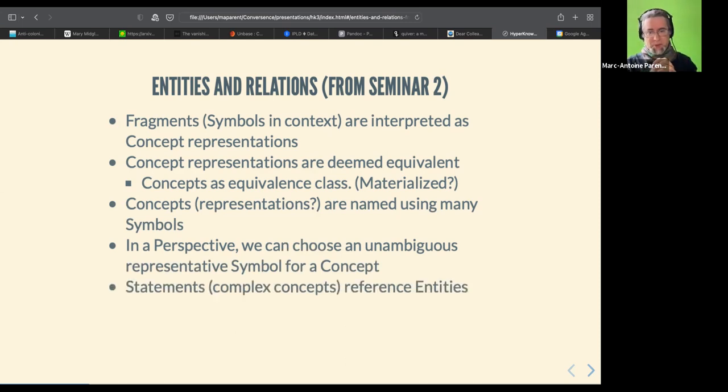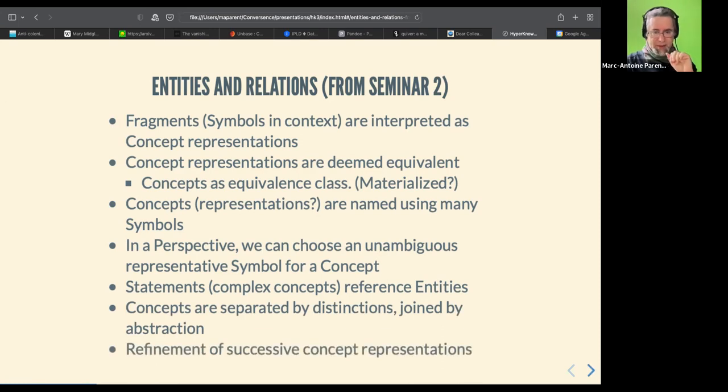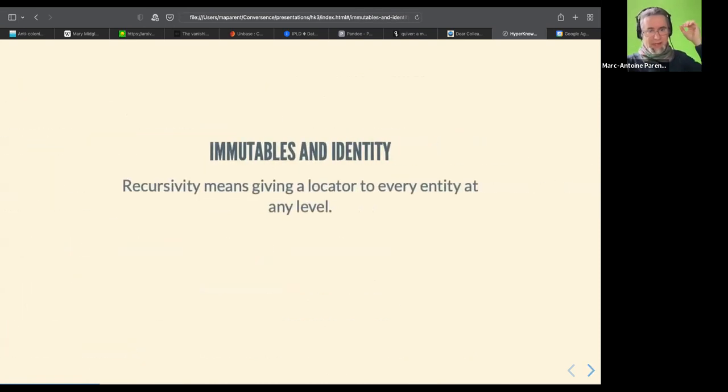Statements reference entities. I didn't quite work that one in, but it remains true, and it's not the hugest deal. And concepts are separated by distinctions and joined by abstraction. And we have refinement of successive concept representations. So what does that look like as diagrams and the like?